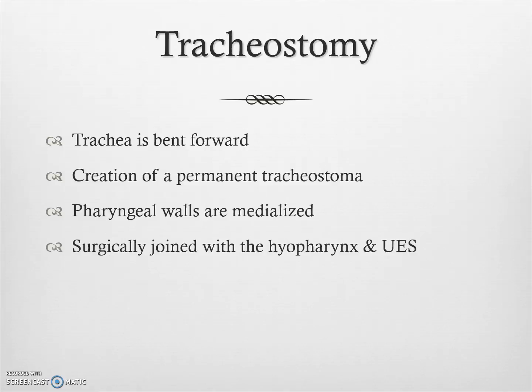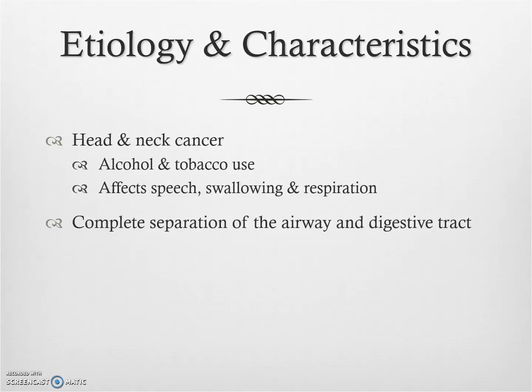In a tracheostomy, a small incision is created in the front of the neck just below the Adam's apple, and the trachea is bent forward and attached to this incision to create a permanent tracheostoma. The pharyngeal walls are medialized and surgically joined with the hypopharynx and upper esophageal sphincter as well.